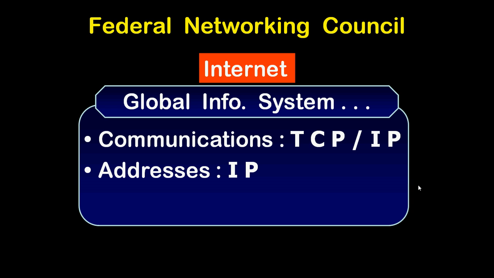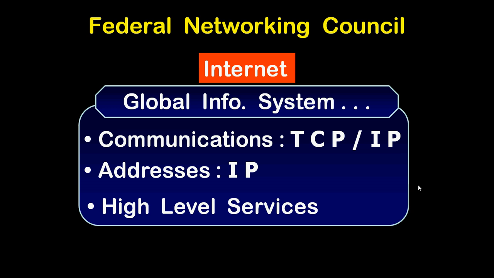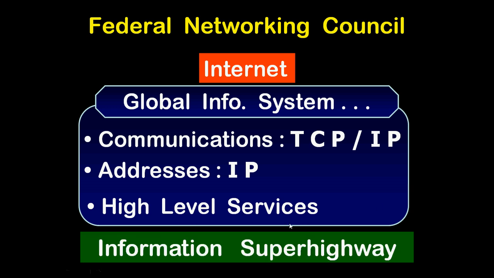Communications are TCP/IP based. And lastly, the Internet provides and uses high-level services. So these are the three important points given by the Federal Networking Council. Internet is a global information system in which communications are established using TCP/IP. Addresses are IP-based and it provides and uses high-level services. And often it is also referred to as the information superhighway.